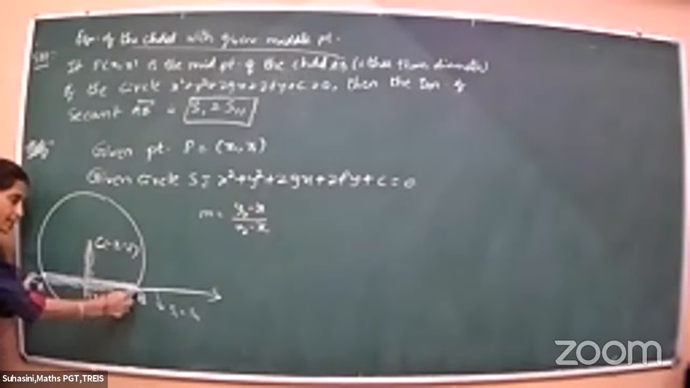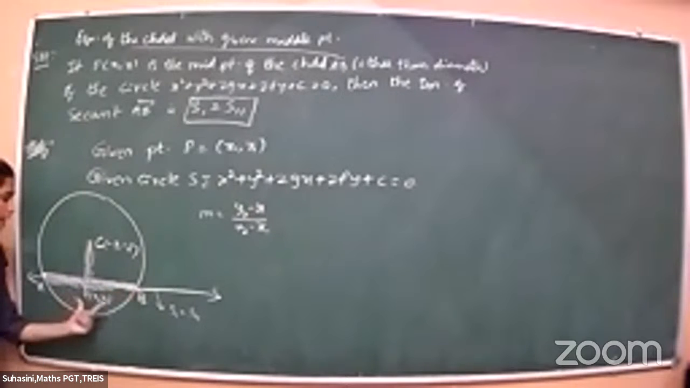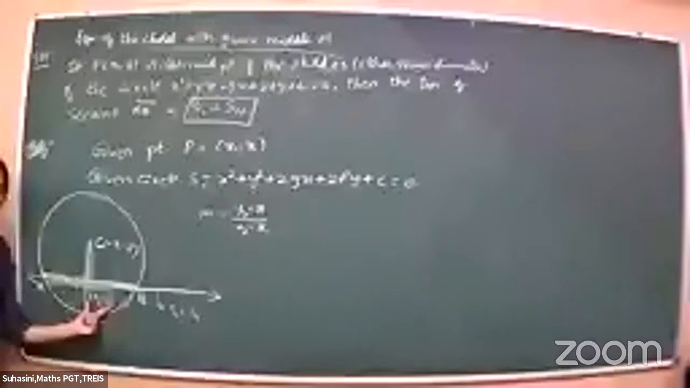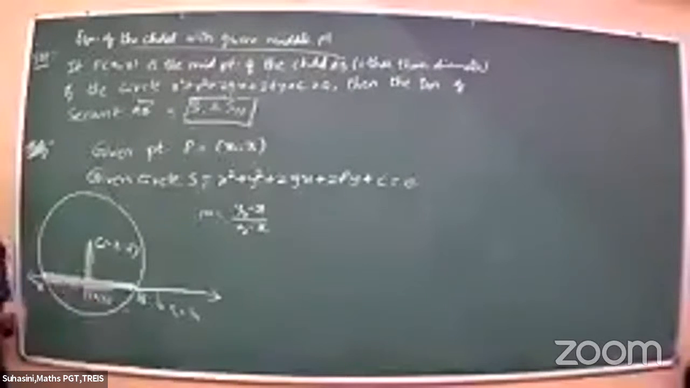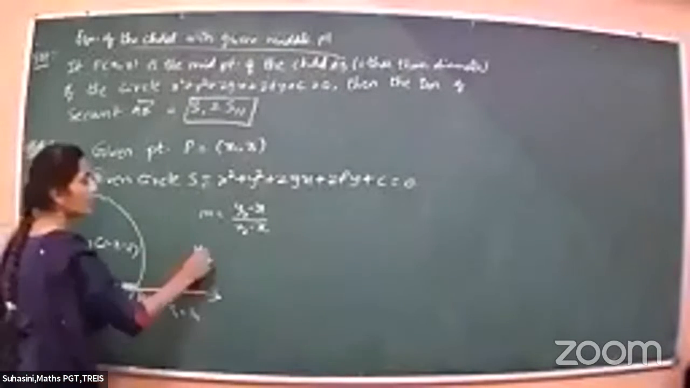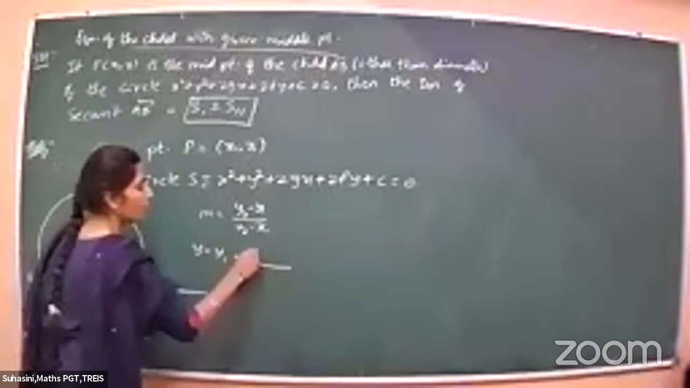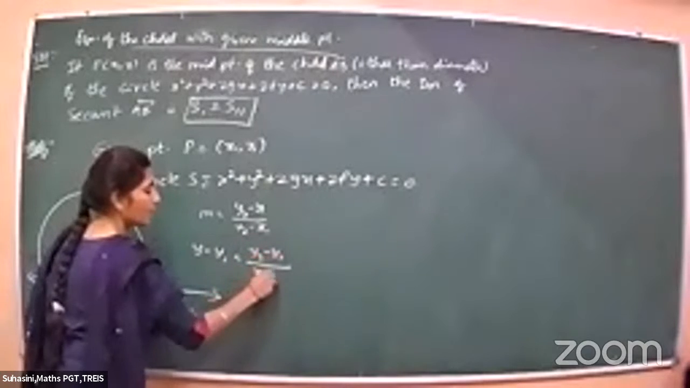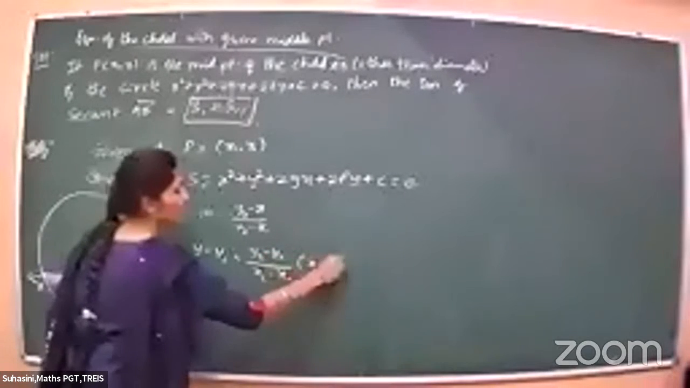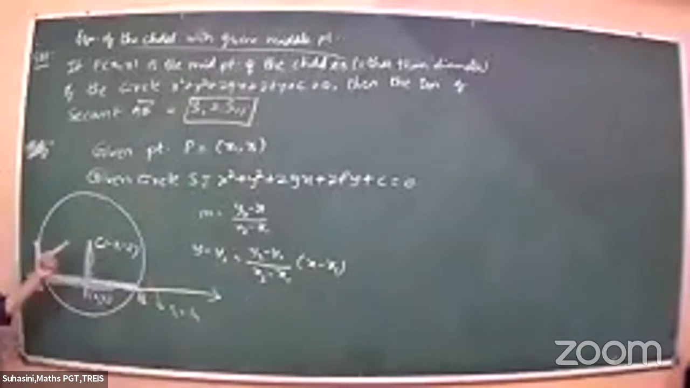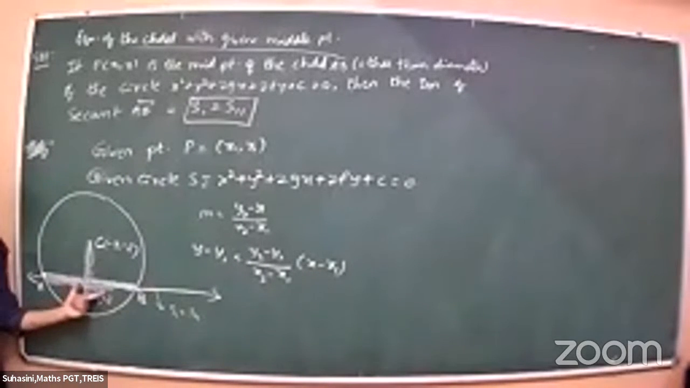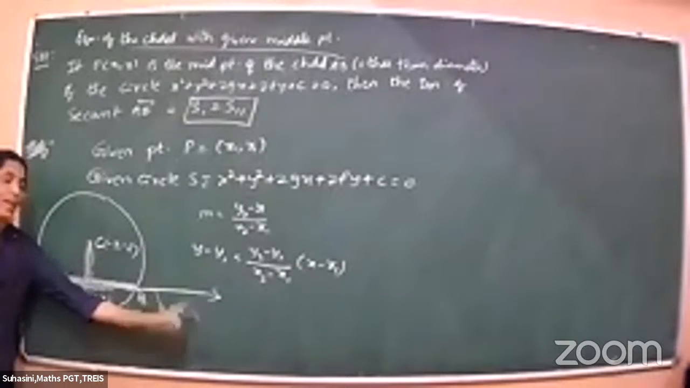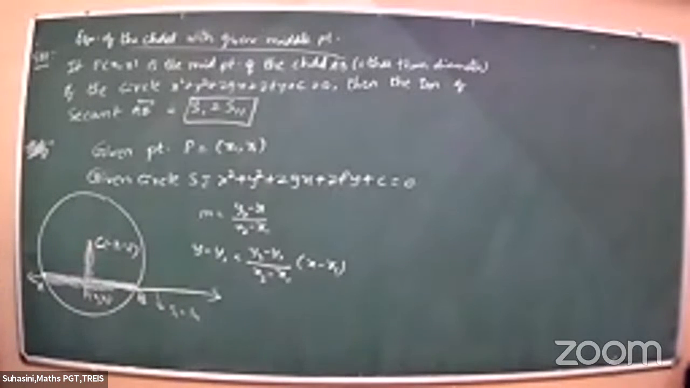When we got the slope of AB and when we know a point on AB, can we find the equation of AB, children? Yes, we can. What is the formula? y minus y1 equal to (y2 minus y1) by (x2 minus x1) into (x minus x1). Then that equation, when simplified, will take the form S1 is equal to S11.